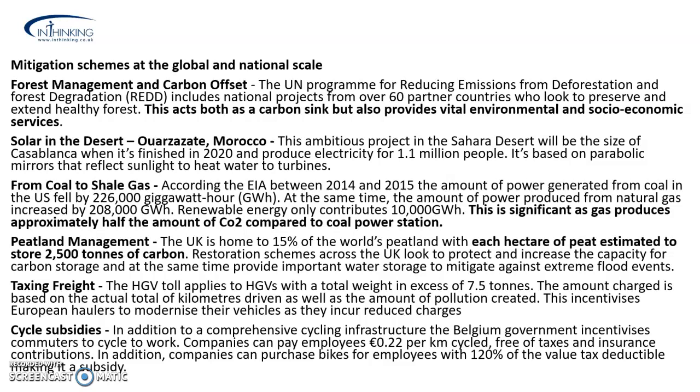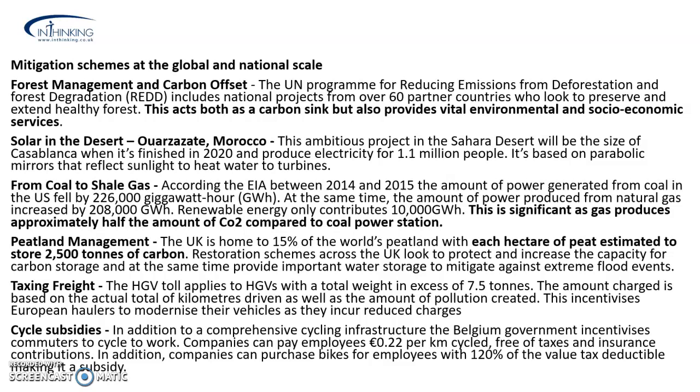Other sustainable transport schemes, cycle subsidies, for example, these are increasingly popular. The cycling infrastructure could be developed as an idea. There's lots of examples coming out of the urban unit, for example, where you could cross over and develop some ideas there. But the nice example is coming out of the Belgian government, where it incentivizes commuters to cycle to work. So companies can pay employees 22 cents per kilometre cycled, free of taxes. This is per day, return, to work and back.